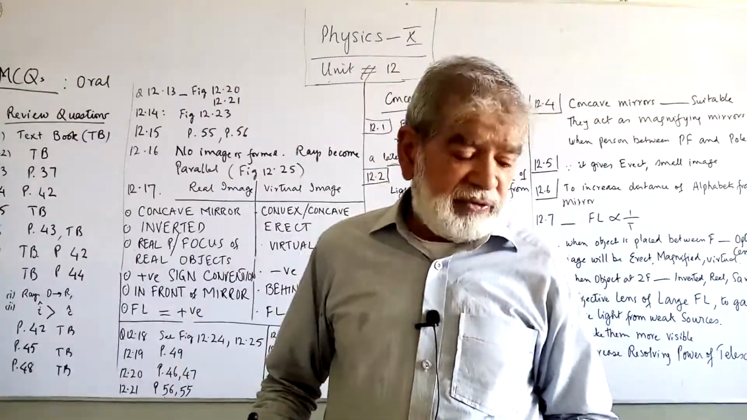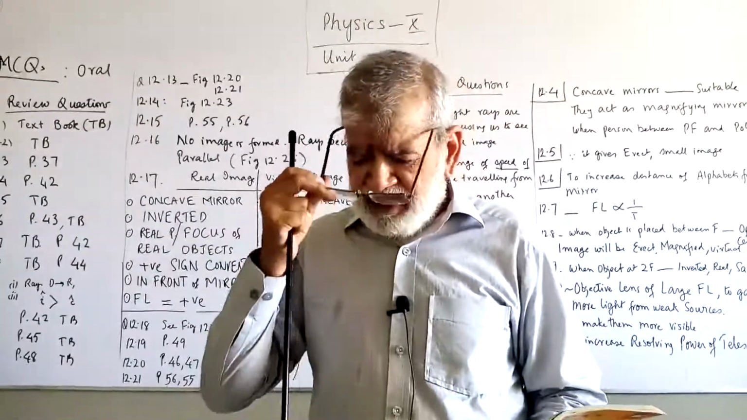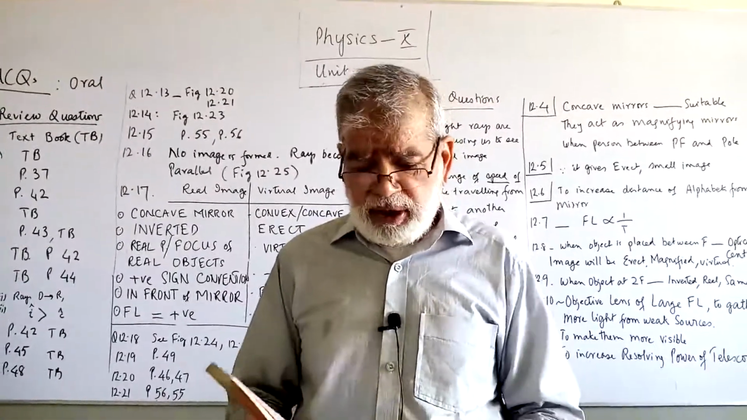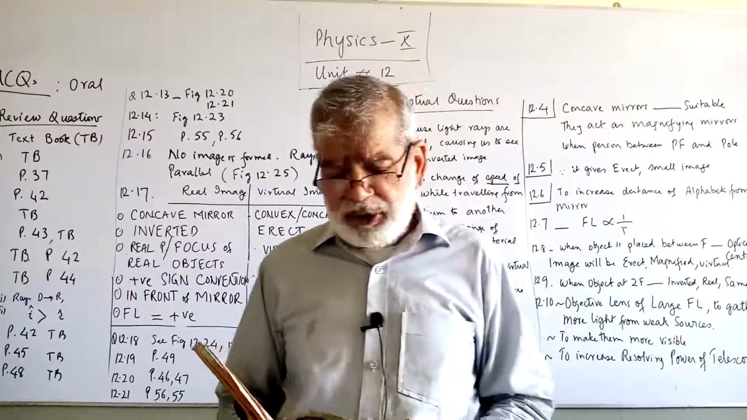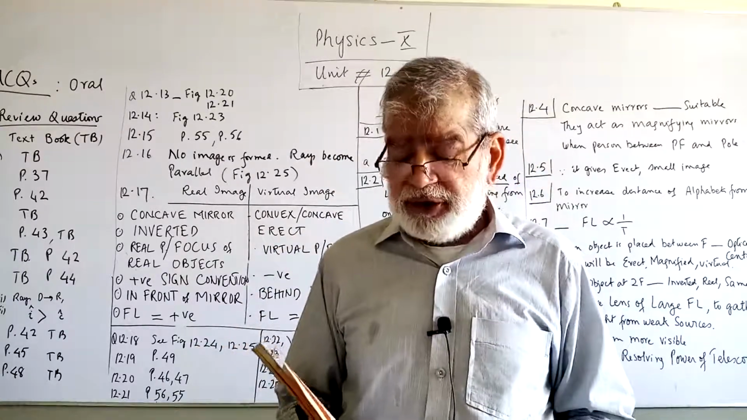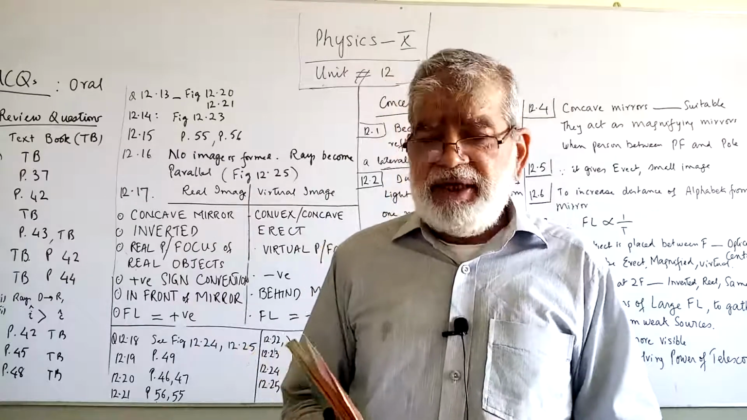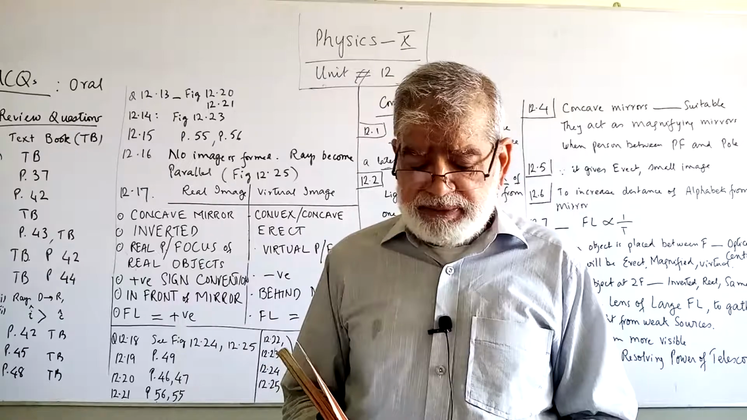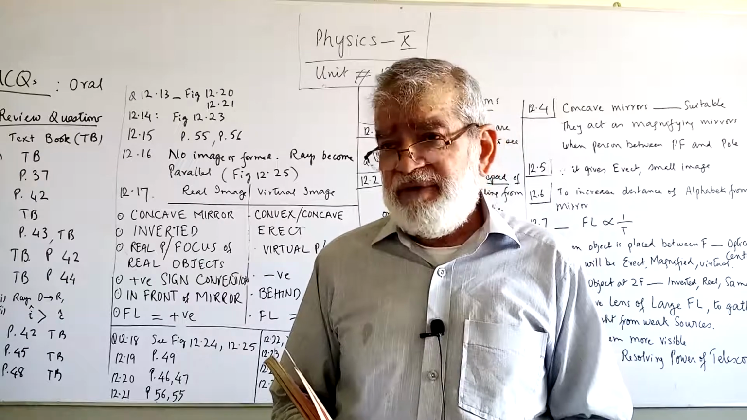And now we have to start the exercise. The first portion concerns the multiple choice questions. The first question is, which of the following quantity is not changed during refraction of light? It has given four options: direction, speed, frequency, and wavelength.